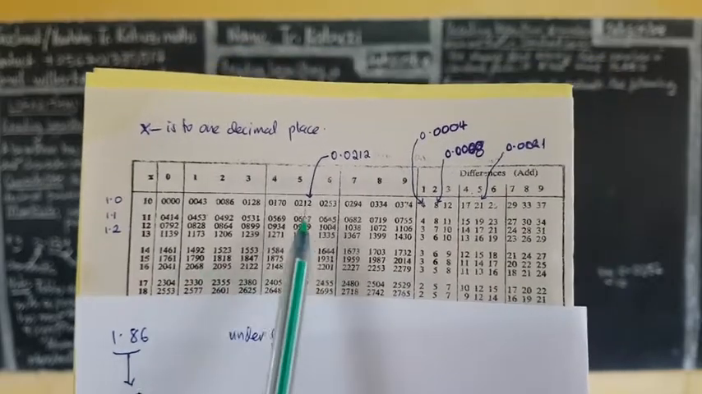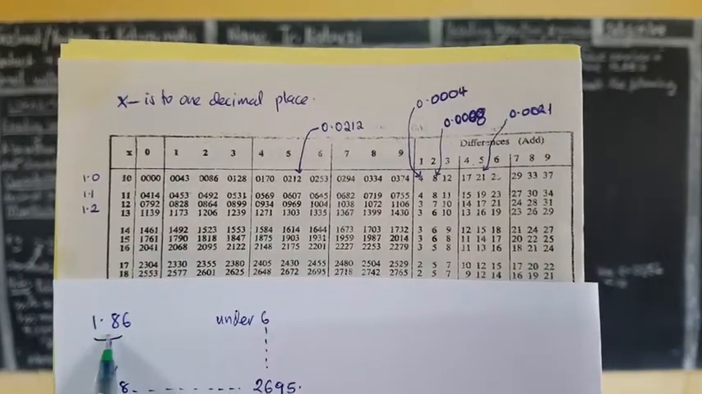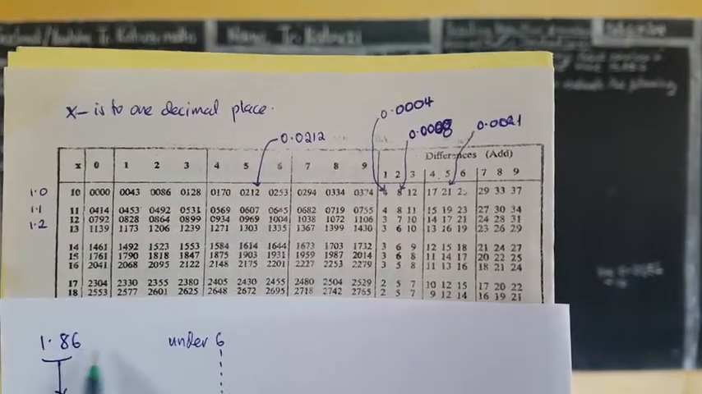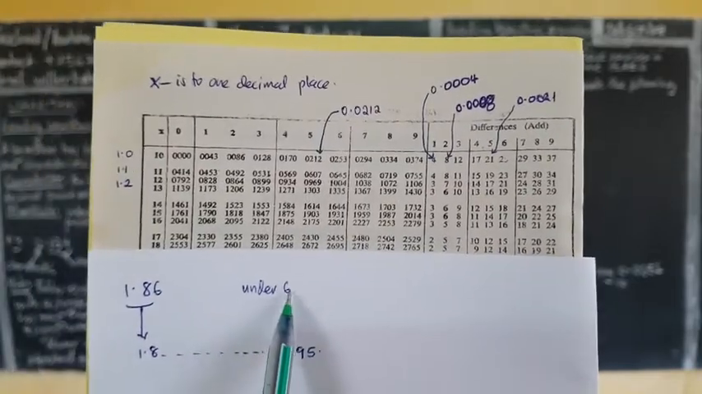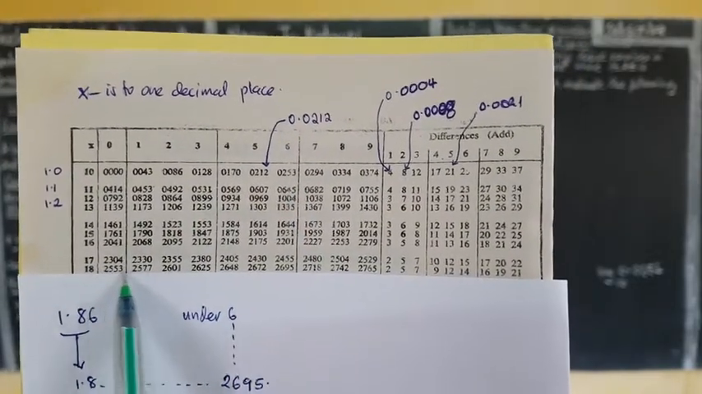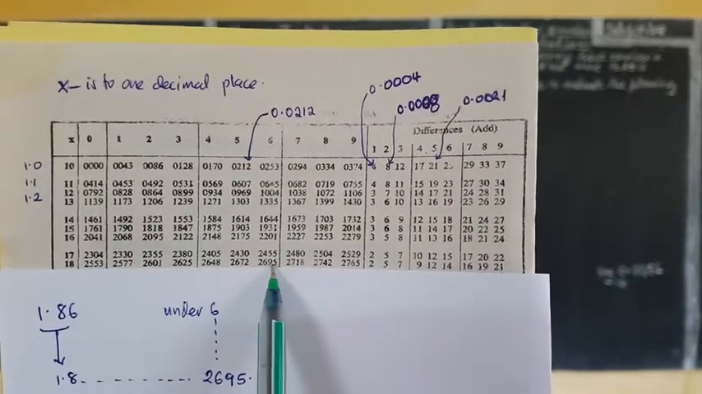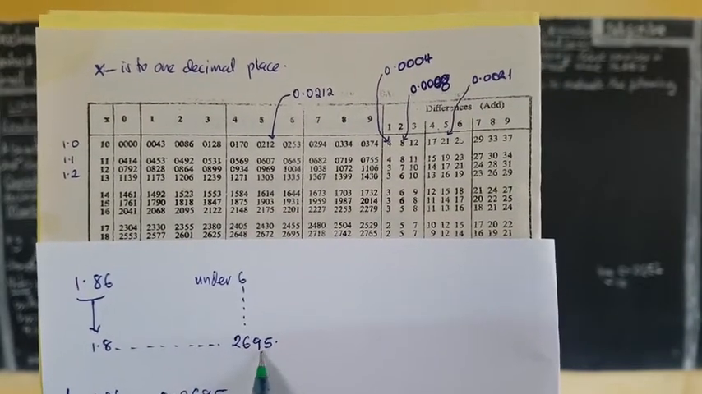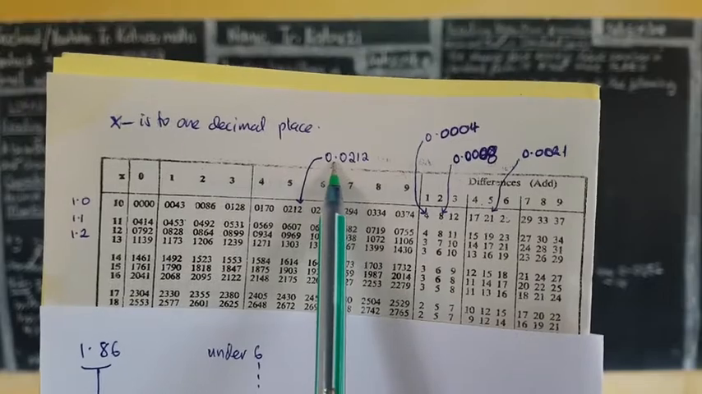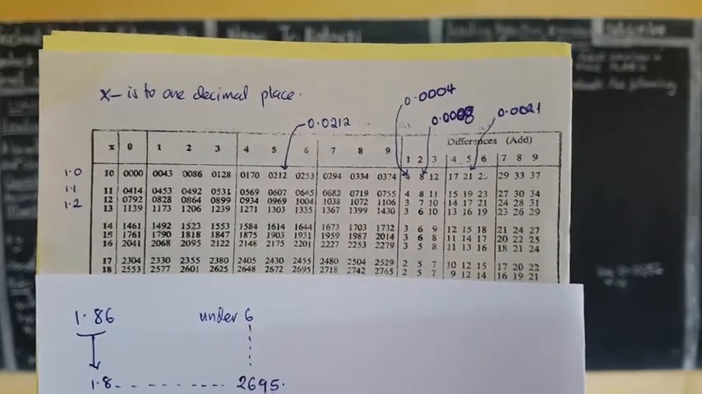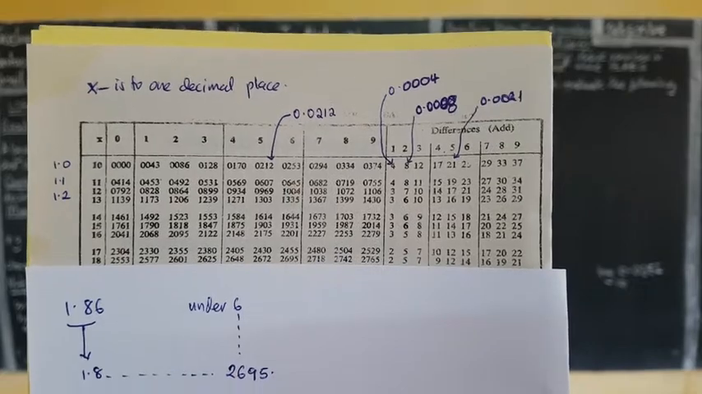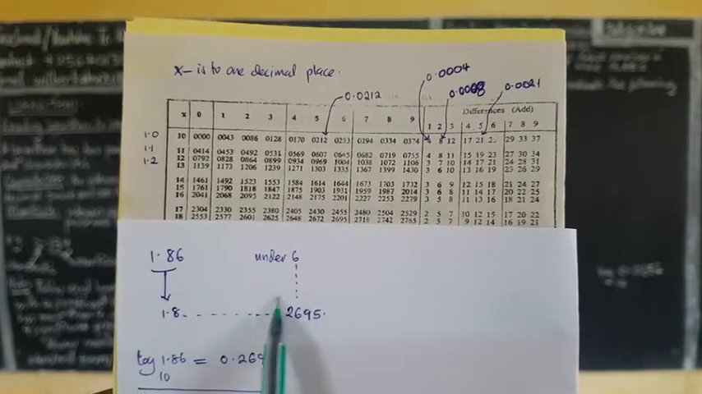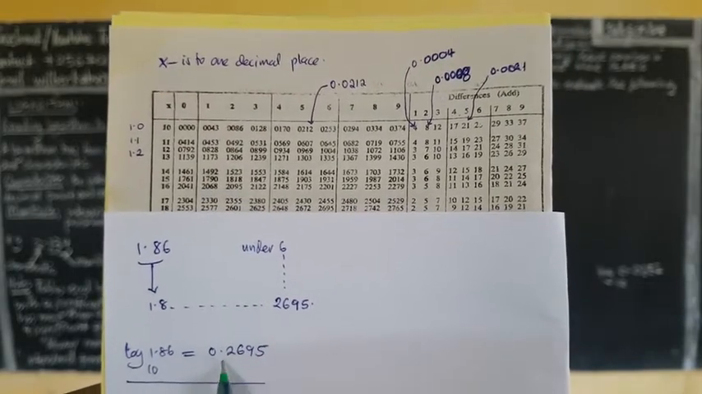Then this figure 6 is what we read here. These figures after the first 2 are here. So we are reading 1.8 and 6. So you come here and look for your 6. When you look in this table, 1.8 and then 6 meet here, as you see. So the figure there is 2695. But remember, these ones are missing a decimal point. So this will be 0.2695. This value always has a decimal point before it like this.